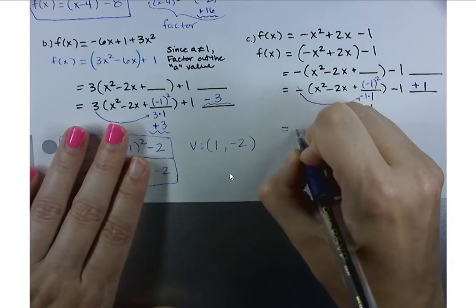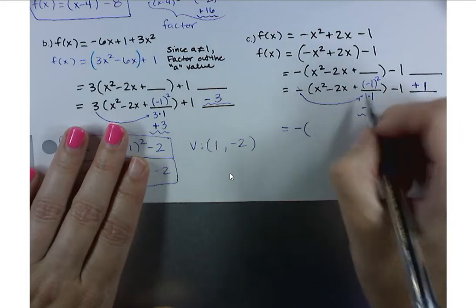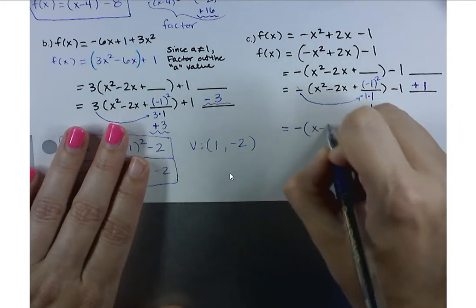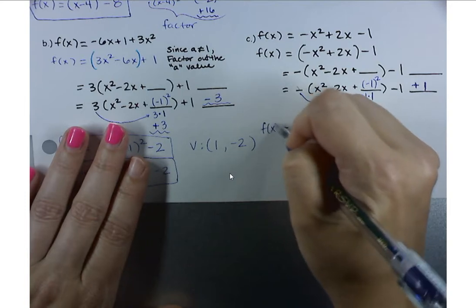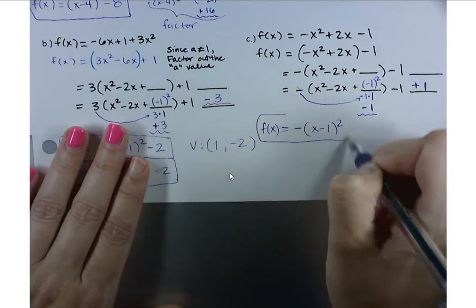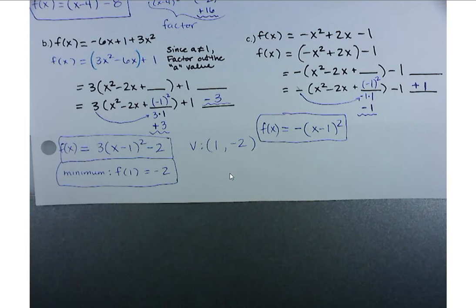So now I'm going to keep the negative on the outside. This is a negative 1, so it's x minus 1 squared. Negative 1 plus 1 is what? 0. So that is going to be your function.